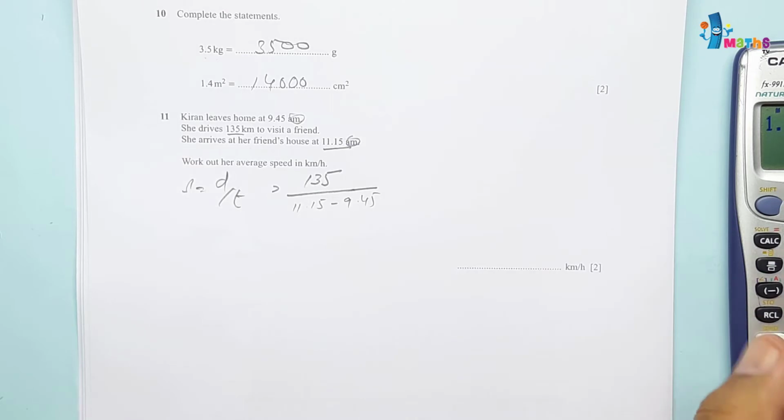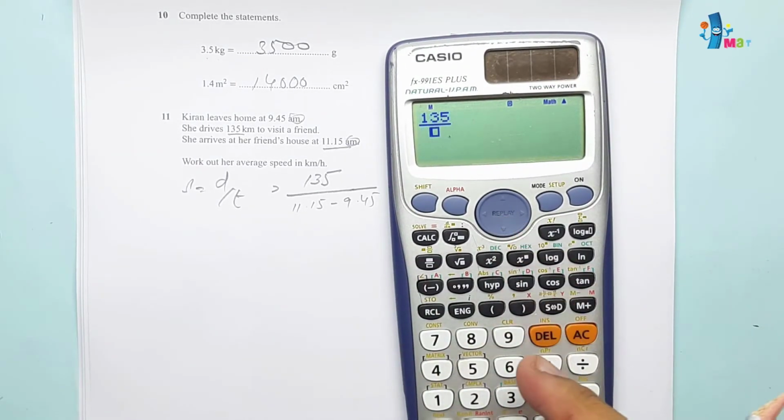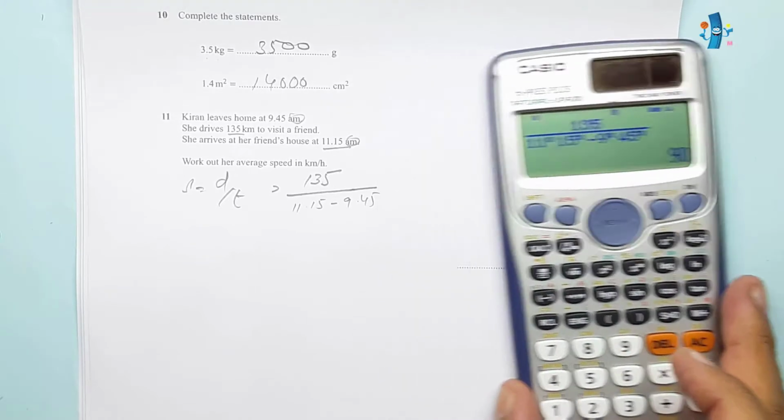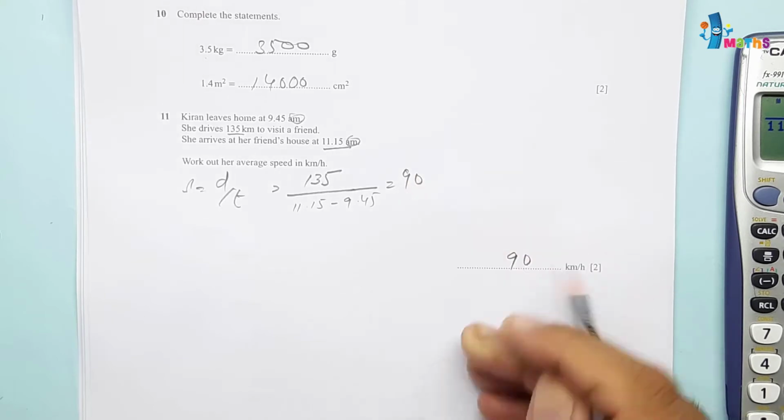So we will simplify this. 135 divided by 11 hours and 15 minutes minus 9 hours and 45 minutes. So this will be equal to 90. So the answer is 90 over here.